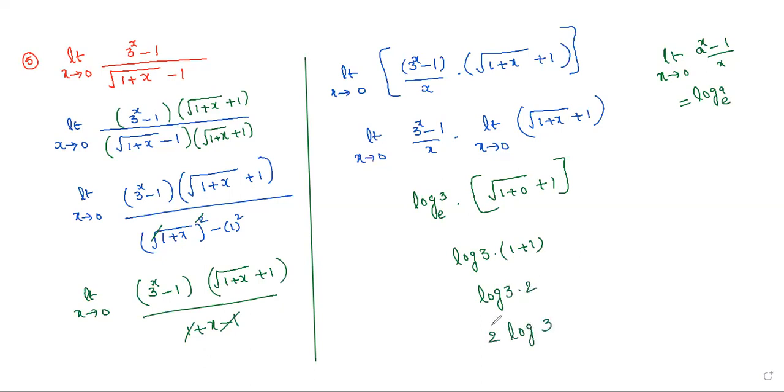Okay, 2 log 3. So what represents the formula? Log a power m equals m log a. So log 3 square is the value. Log 9 is also correct, basically. Write down.